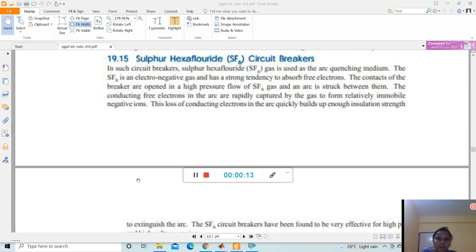So today our topic is the sulfur hexafluoride circuit breaker and vacuum circuit breaker. Under these two types of circuit breaker, we will discuss its construction, working principle under normal condition and abnormal condition, its advantages, disadvantages, applications, etc. So let's continue with this.